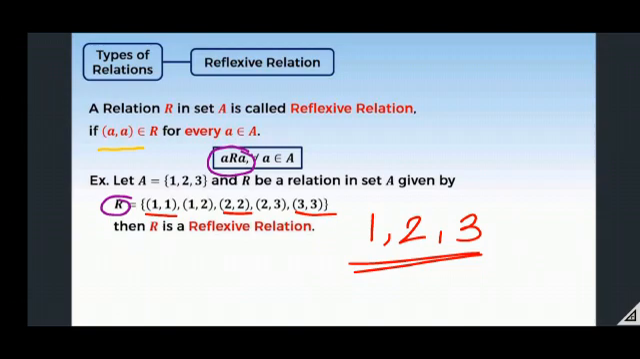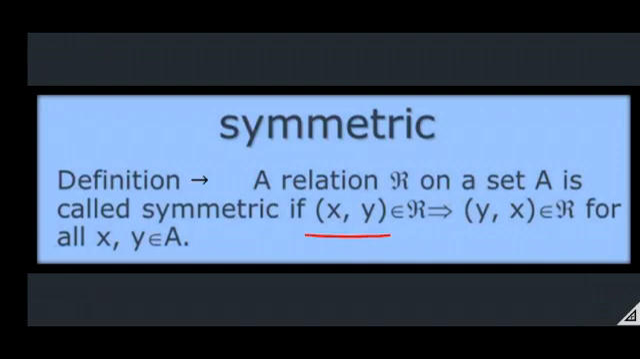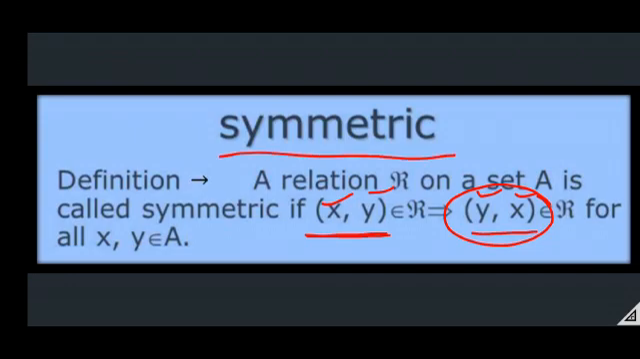The relation R on the set A is called symmetric if I have (x, y) belongs to R, and then in the set I have that (y, x) also belongs to R. It means (x, y) is already in the set, and with that, if I have (y, x) also in the set, it is just like a mirror image. If (x, y) is there, then (y, x) is also there. If this property is satisfied, then the relation is said to be symmetric.